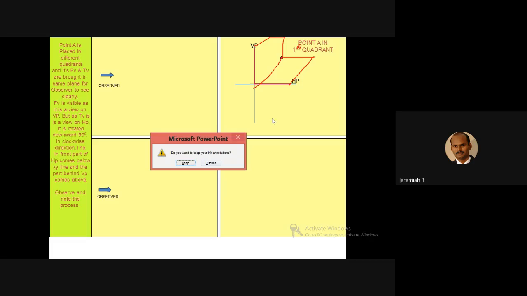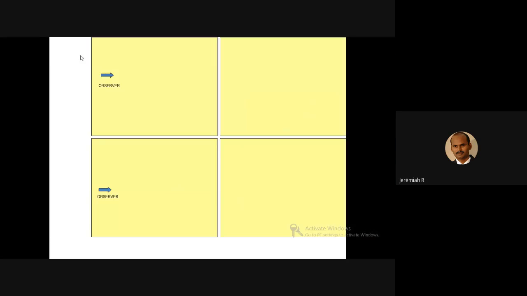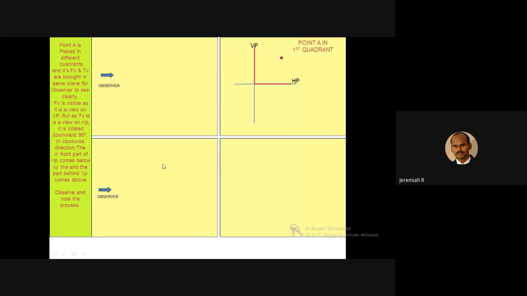There is a point A in the first quadrant. The observer has to see from here. This is the front view. This is the top view. Whatever the height here, this is called what? Above HP. The point is above HP, but in front of VP.